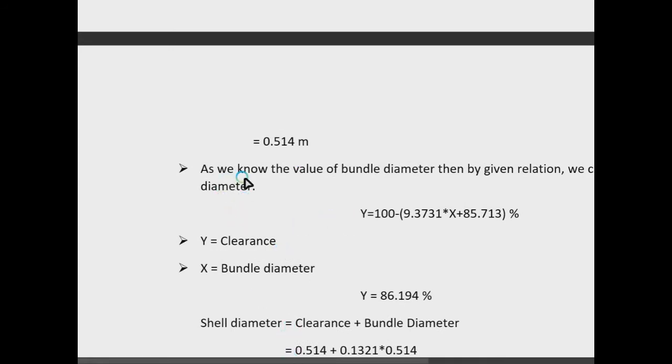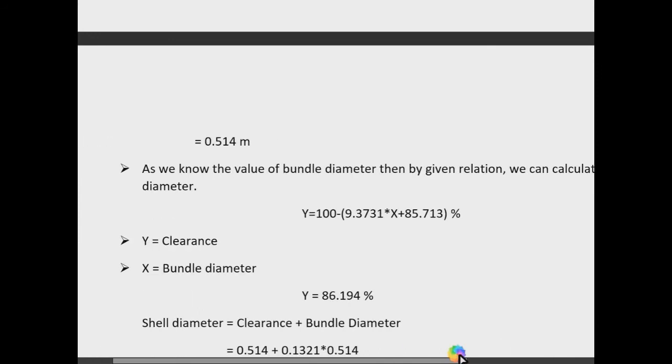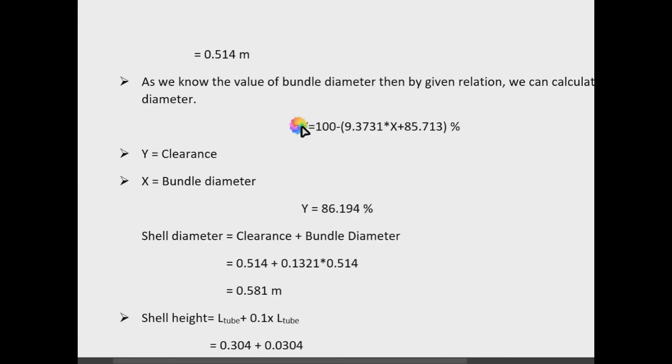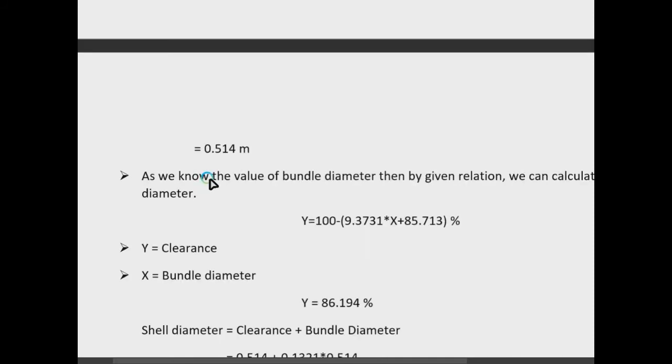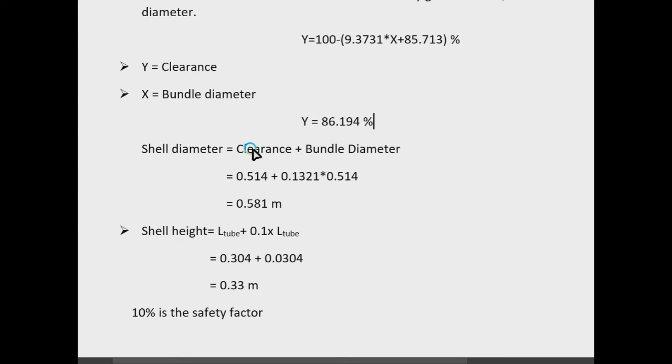As we know, the bundle diameter is given by this relation. We can calculate the shell inner diameter from this formula. Y is equal to the clearance, 100 minus 9.373 multiplied by x, where x is unknown, plus 85.713. X is the bundle diameter that we have calculated from this formula, and we put it in. From this equation the clearance is equal to 86.194%. The shell diameter will be equal to the clearance plus bundle diameter.